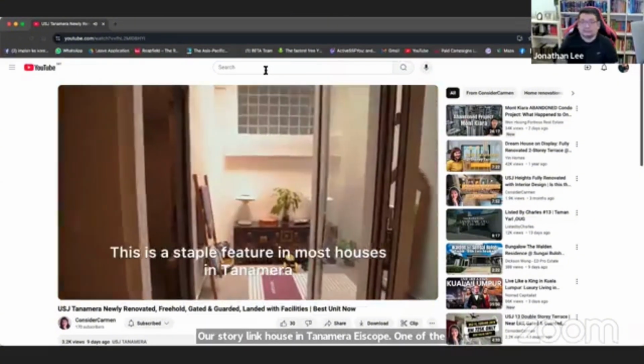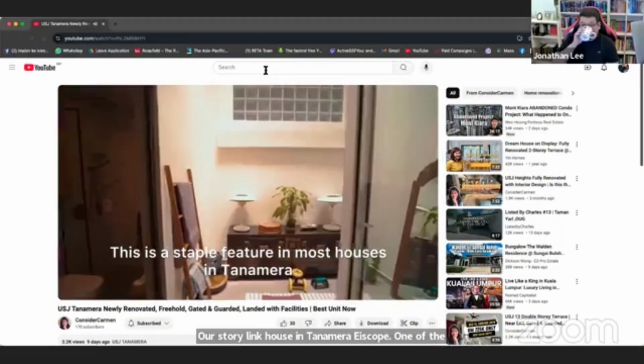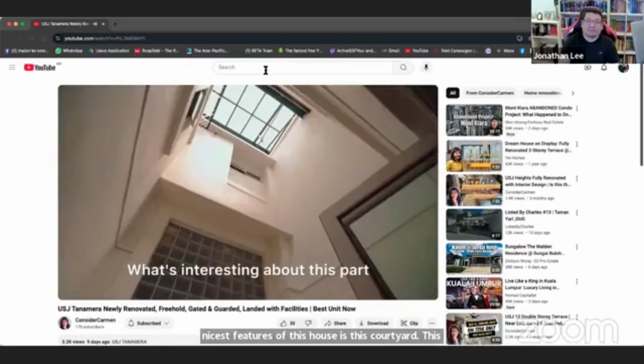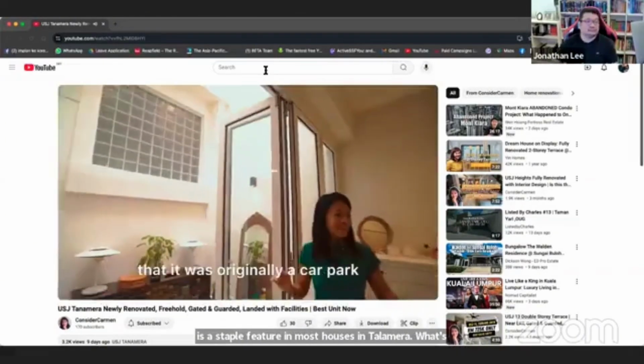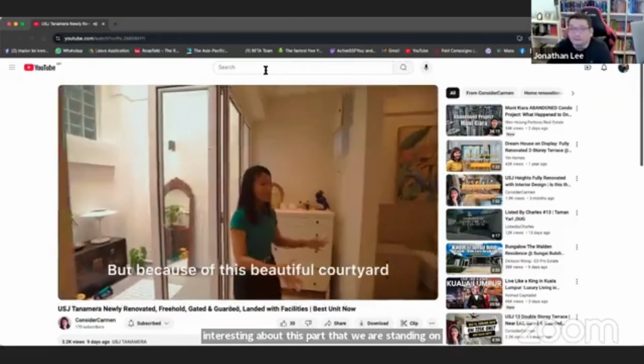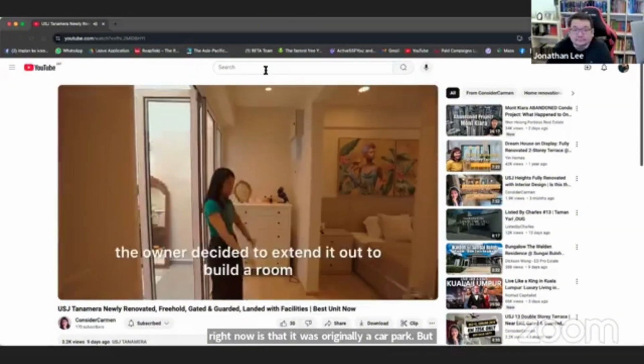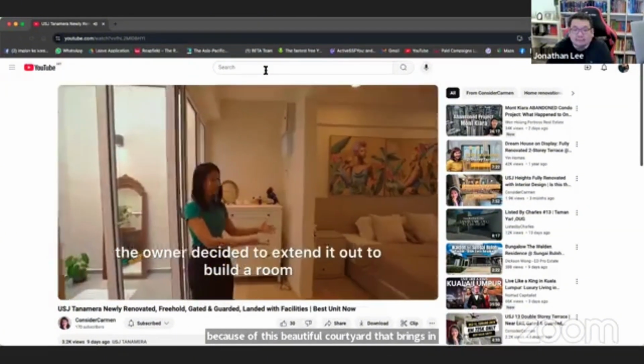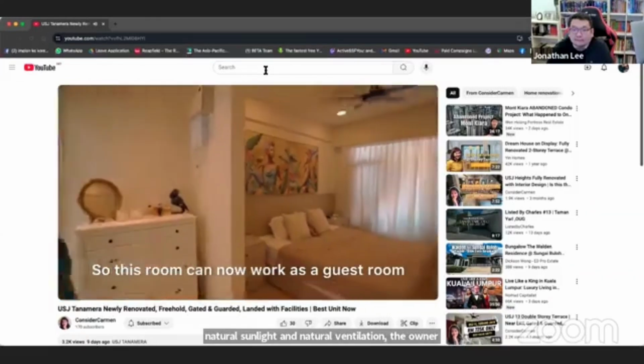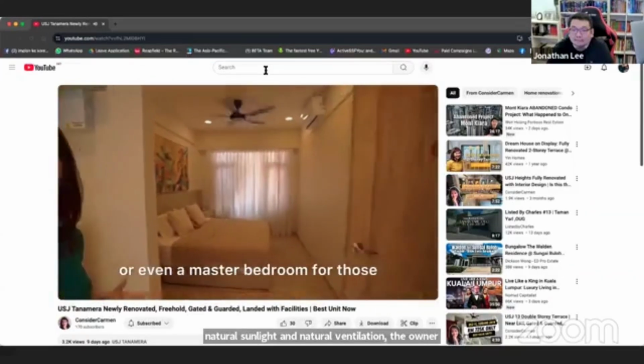This is a staple feature in most houses in Tanah Merah. What's interesting about this part that we're standing on right now is that it was originally a car park. But because of this beautiful courtyard that brings in natural sunlight and natural ventilation, the owner decided to extend it out to build a room. So this room can now work as a guest room or even a master bedroom for those who don't want to climb the stairs.